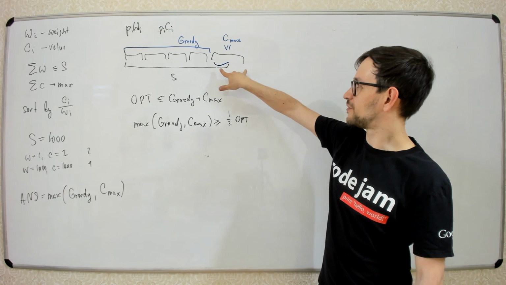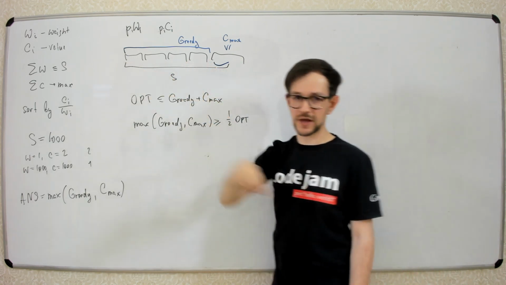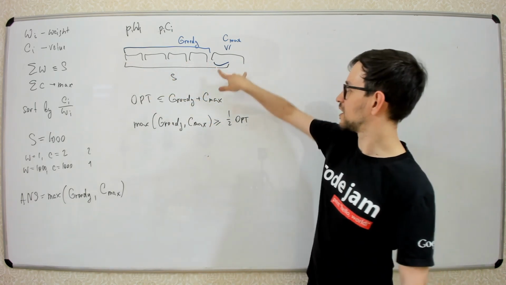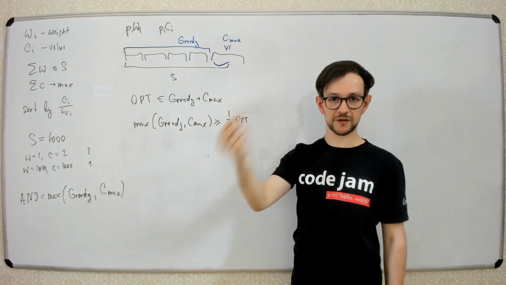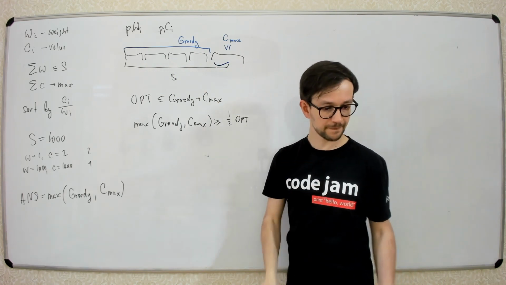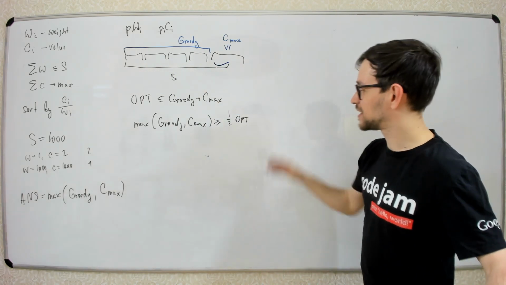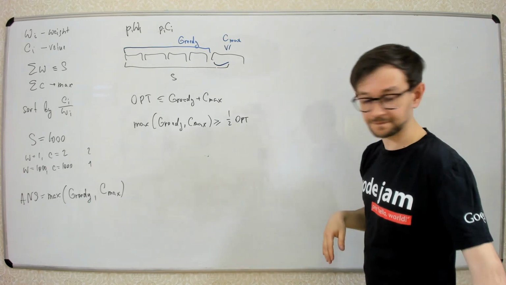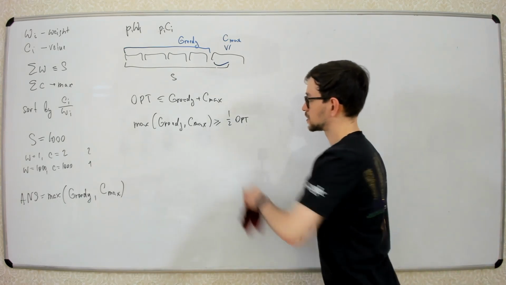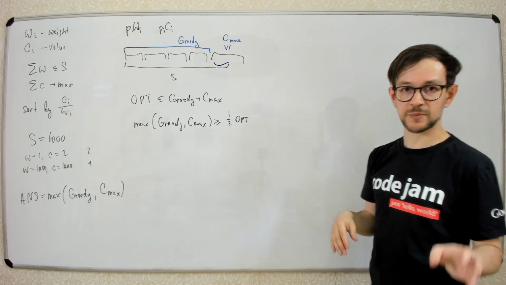So if this value is less than half of the optimal solution, then the weight of this element must be greater than the half of the optimal solution. Yeah. It's another way of saying the same thing actually. Nice. So that's two approximations for the knapsack problem. Very easy.